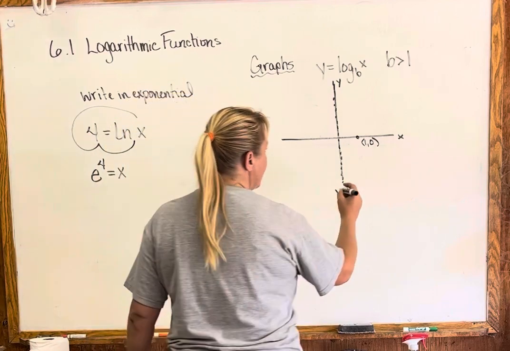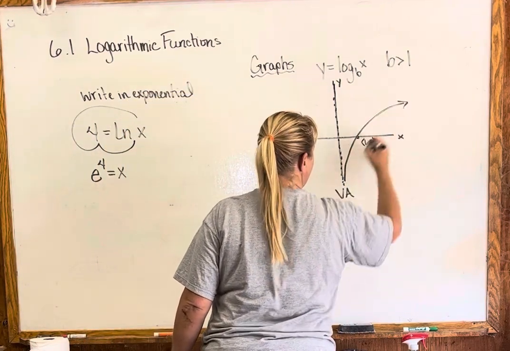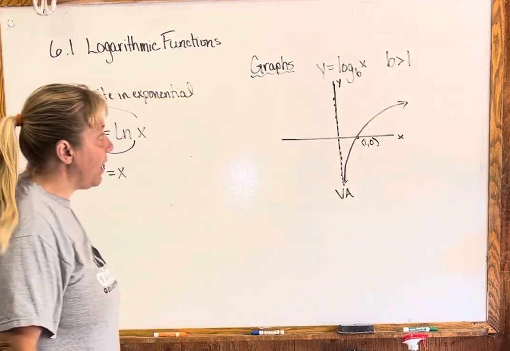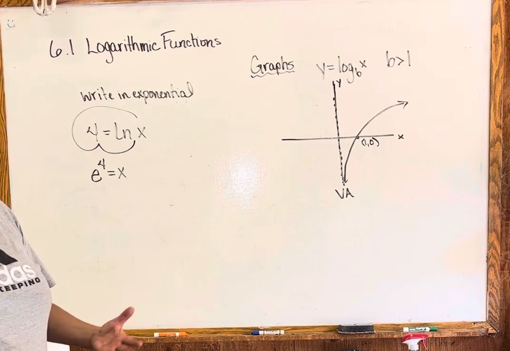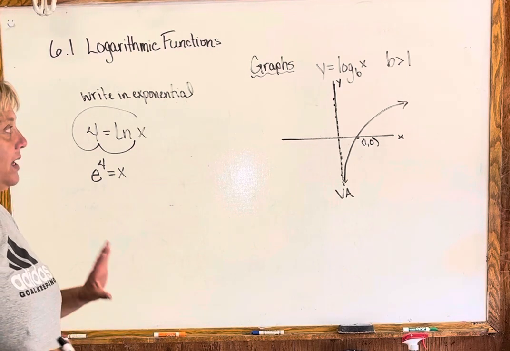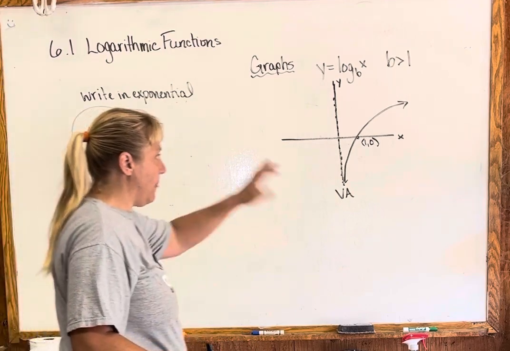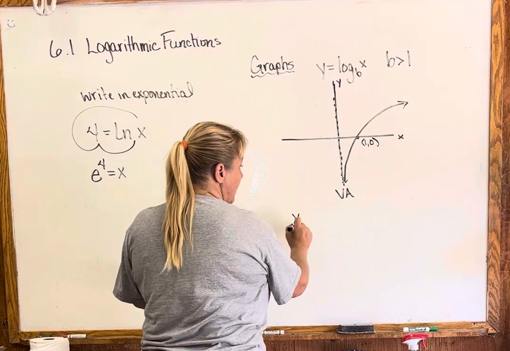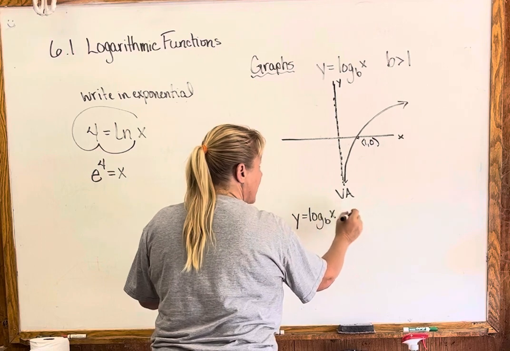And then this graph, it looks a little bit different. It's gonna come from below, hug that asymptote, and grow. So it looks similar to the exponential, but not quite. It's got opposite point, opposite asymptote.